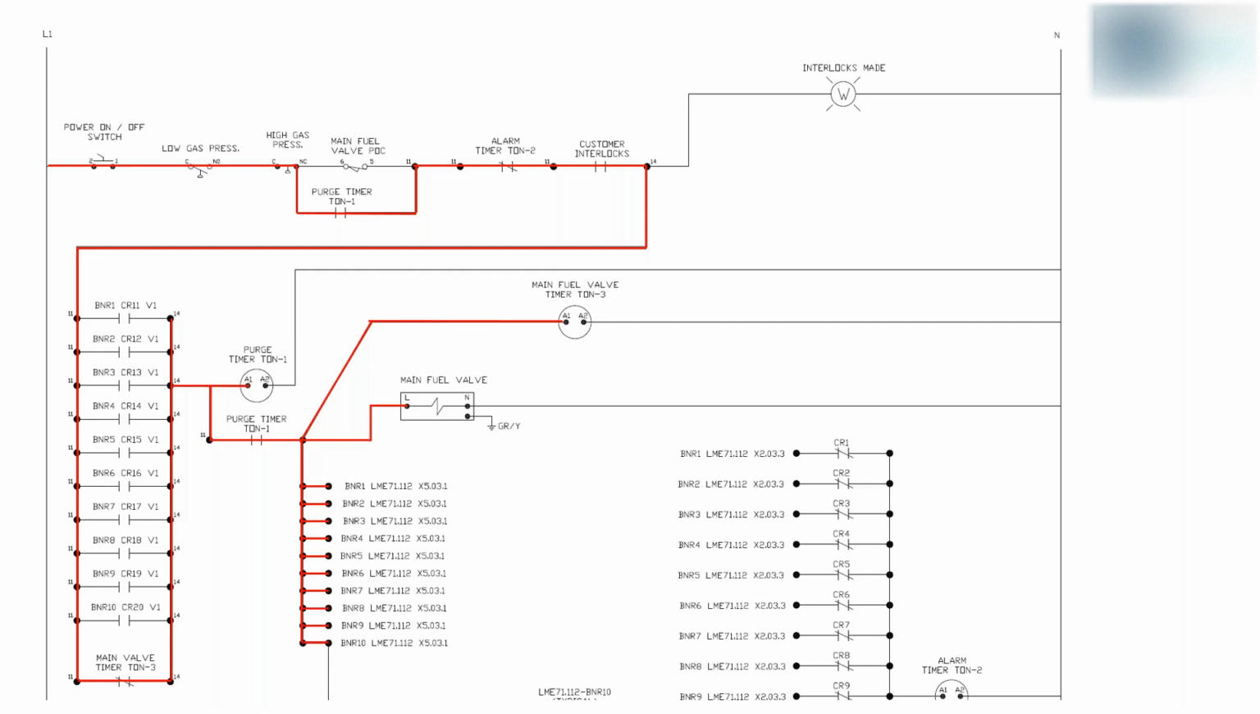As the burners turn on, CR11 through CR20 will close. Then the main valve timer will open, and any of the burners being on keeps the purge timer energized.